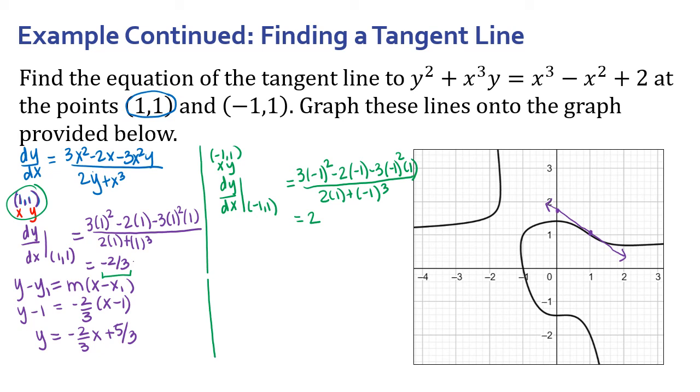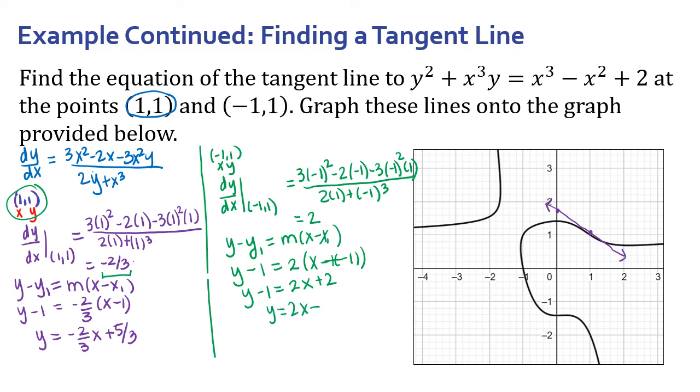So now I know my slope. So we'll use that formula for finding the equation of a line. So y minus 1 equals 2 times x minus x1. So that becomes y minus 1 equals 2x. This becomes a plus 1, so plus 2. So y equals 2x plus 3. So there's the equation of the tangent line at negative 1, 1.